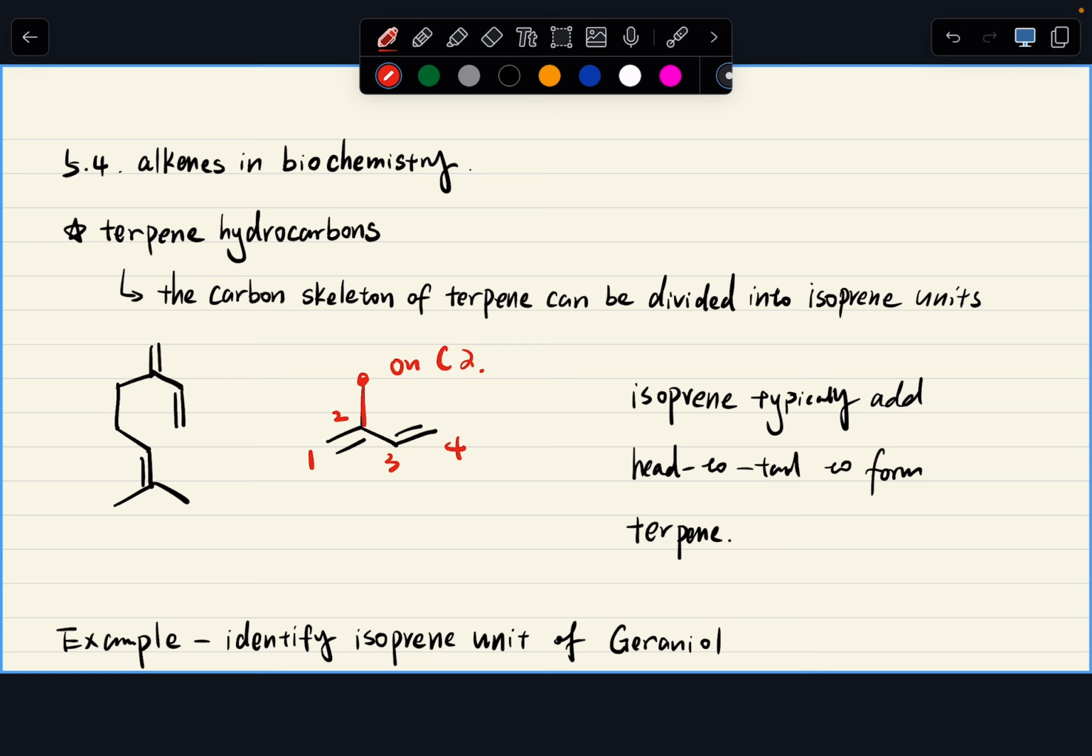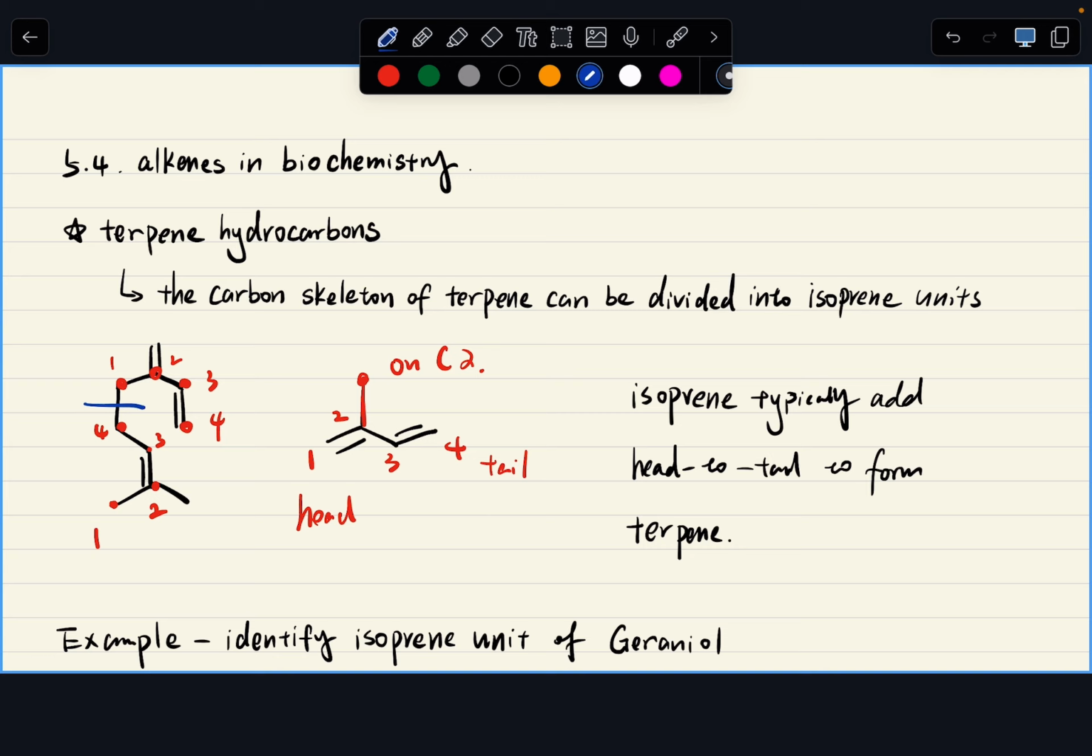When this isoprene adds to form a terpene, let's say my 1 is my head and my 4 is my tail. Your isoprene would add, or dimerize on itself, in a head to tail way. So this one is my 1, 2, 3, 4, I have a carbon on my C2, and then this one will be my 4, 3, 2, 1.